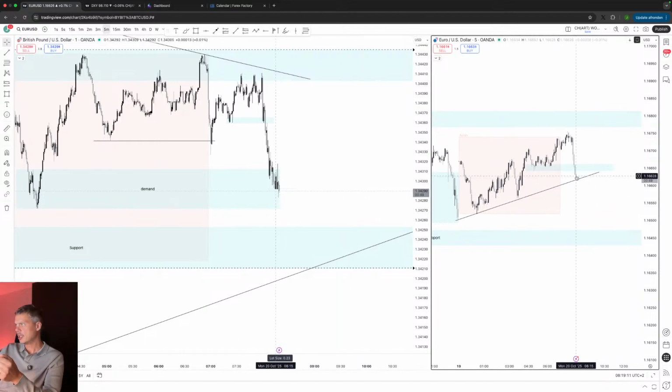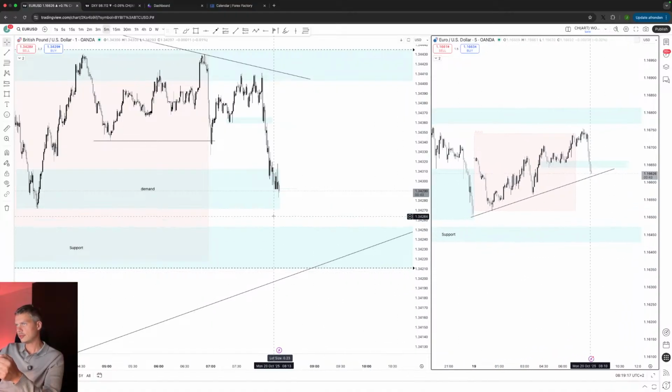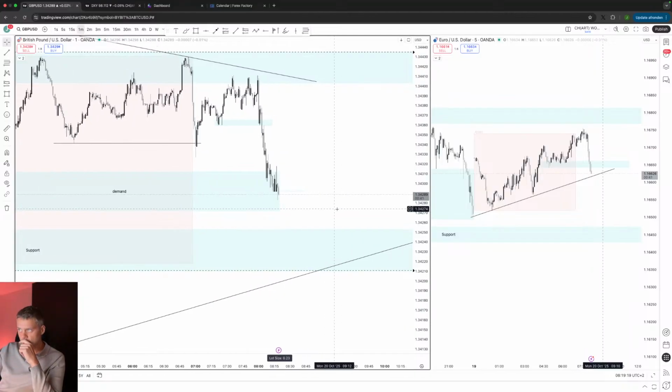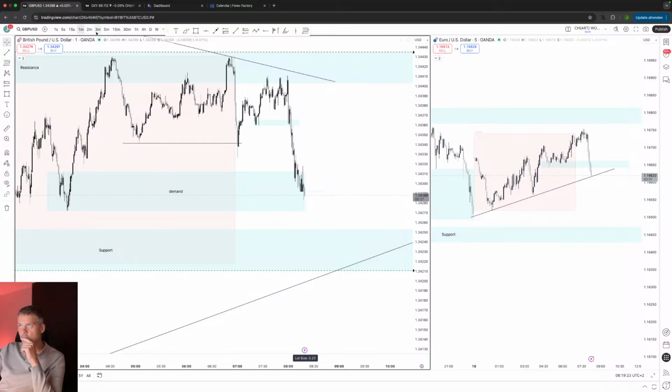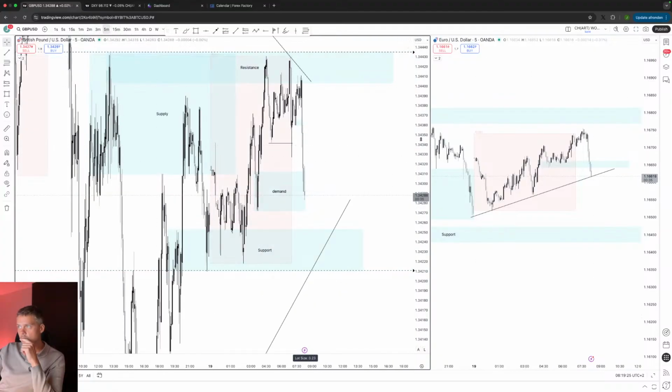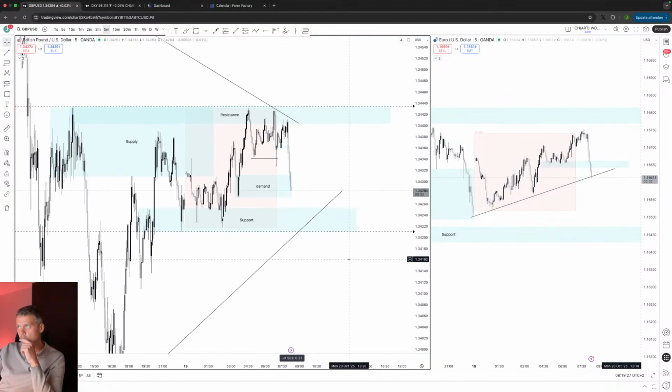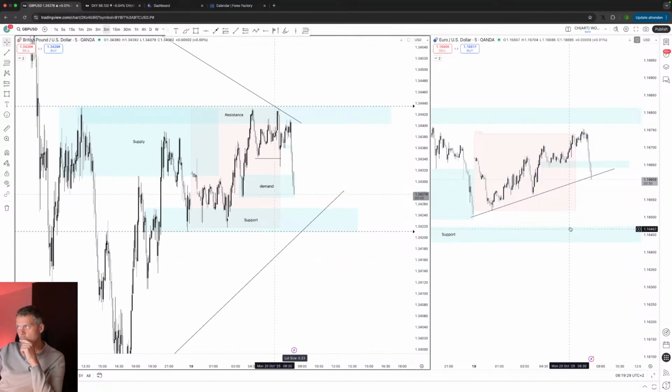Wouldn't be surprised if EU is coming for this trend line. It's too obvious. Okay, trend line taken.